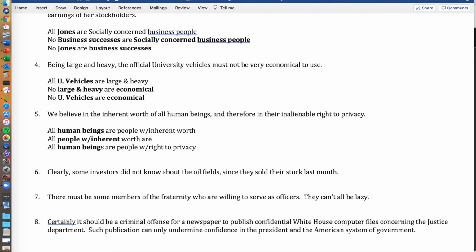People with a right to privacy is the missing term, and I note that in the conclusion it is not distributed because it's predicate of an affirmative. But that's okay, because that's where I'm going to put it in the missing premise also as the predicate of an affirmative. So it's not distributed either place, and that's equal. So here's our missing premise and our valid completed syllogism in standard logical form. All people with inherent worth are people with a right to privacy.